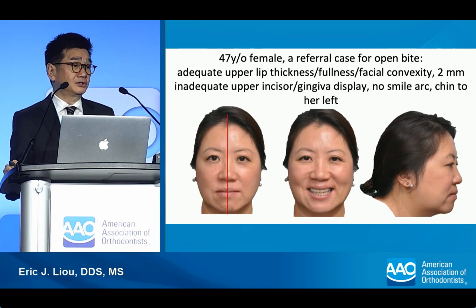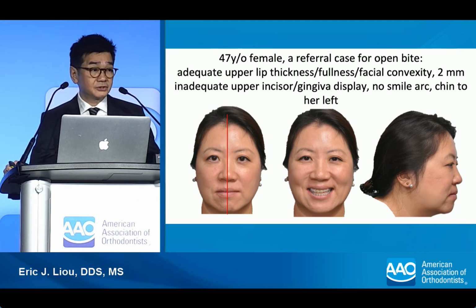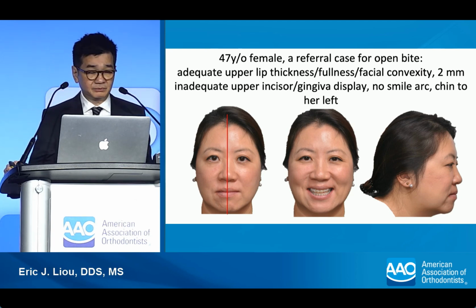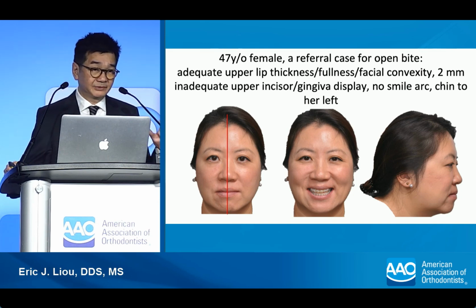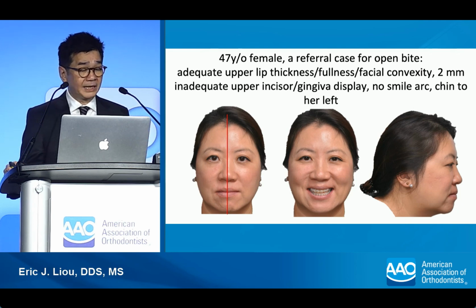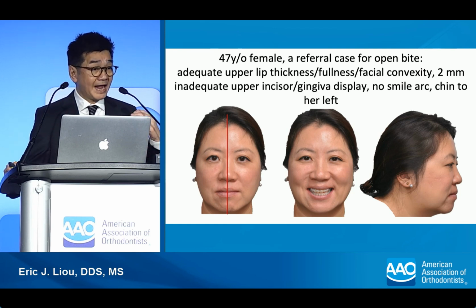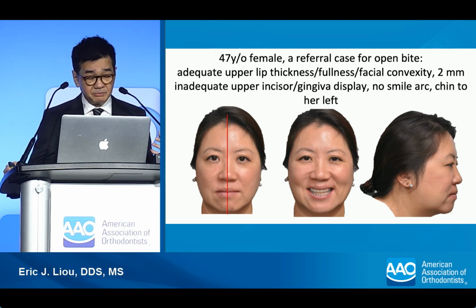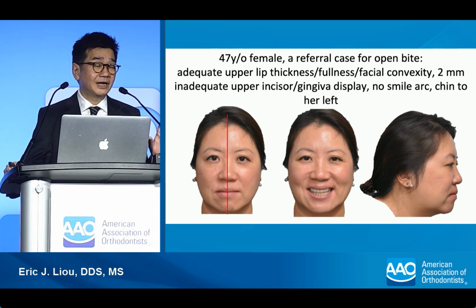Next, let's talk about the aging face. Now we have a 47-year-old female patient who was referred from Korea for the continuity of her anterior open bite treatment. You can see when she smiles, the upper incisor display is not good enough, although she has an open bite. So the aim of this treatment was to increase the upper incisor display, because she has very good thickness of her upper and lower lip and the facial convexity was there, so I didn't want to change it.